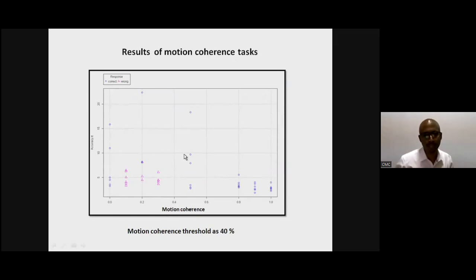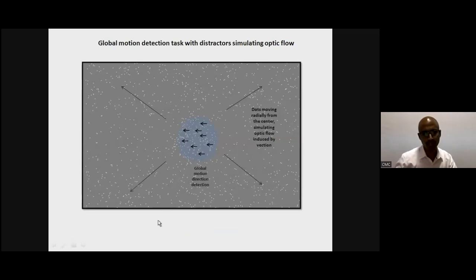Now we had to actually prove that this gentleman, when you introduce optic flow, has a problem with visual perception. So we decided to introduce optic flow. We had to design a specific task for this, and we wanted to use a motion coherence that is above his threshold, so we decided to use 50% and 100%. This is the design of the task that we used for him.